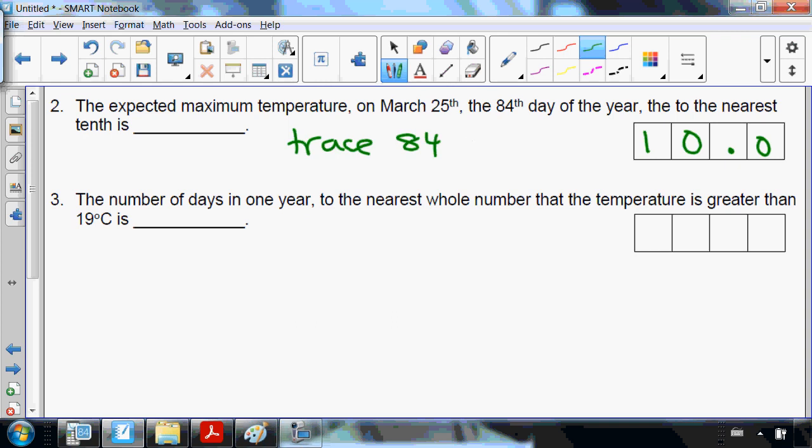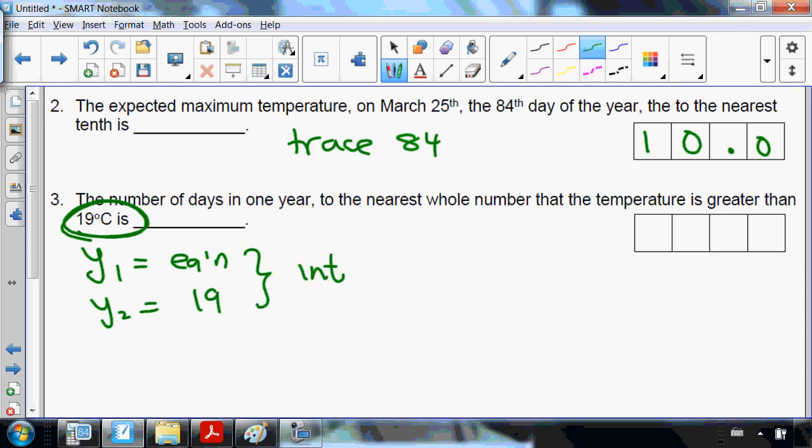Okay, and the next one says the number of days in 1 year to the nearest whole number, the temperature is greater than 19 degrees. So greater than 19 degrees, that's a Y value. So in Y1, I have my cosine equation. In Y2, I'm going to put in 19, and I'm going to find out where do they intersect. Okay, and it's going to be a range of values because I want to know how many days it's above 19.